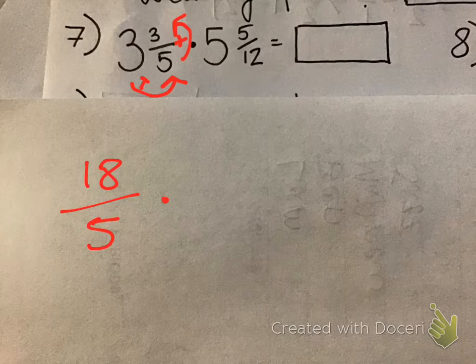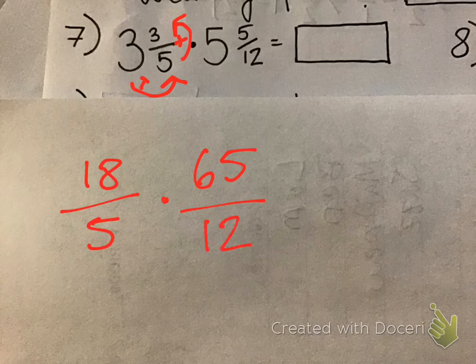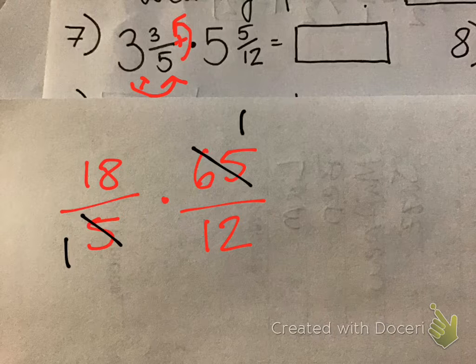5 times 12. Who can tell me 5 times 12, Anita? 12. We get 60 plus 5. We get 65 over 12. Hey, can we cross-cancel anything, Nathan? Yeah. What can we cross-cancel? The 5 and the 65. It becomes 1 and 13.